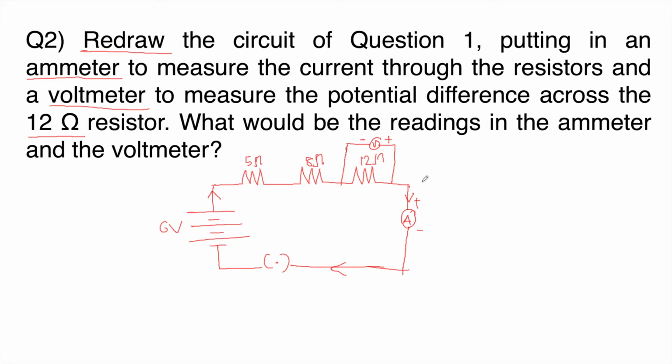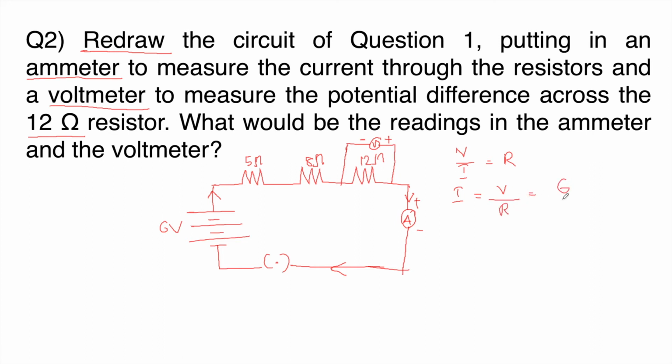Now we can find the readings in the ammeter. Ammeter reading, what will it be? The current through the resistor. Voltmeter reading means the voltage across the resistor. Okay, so we can use Ohm's law here. V by I is equal to R. First we should find the current through the resistors. That means I is equal to V by R.